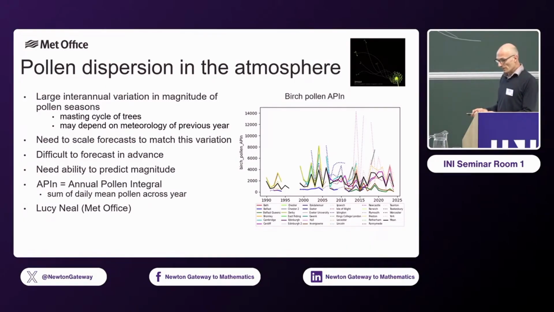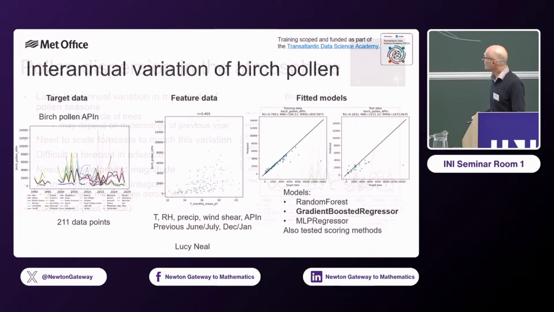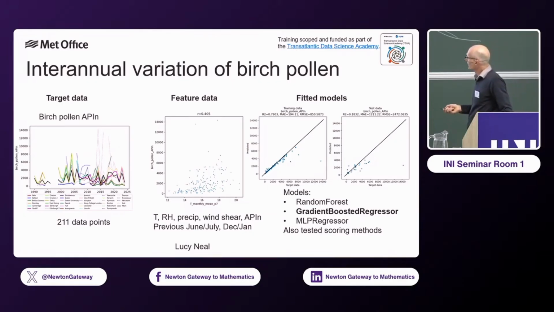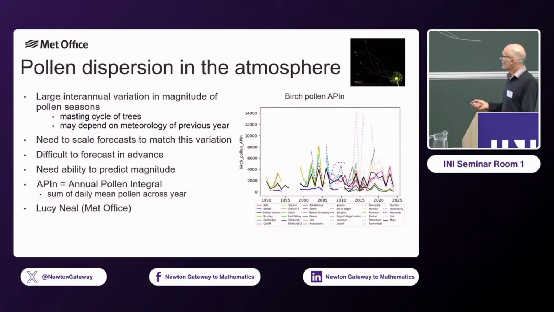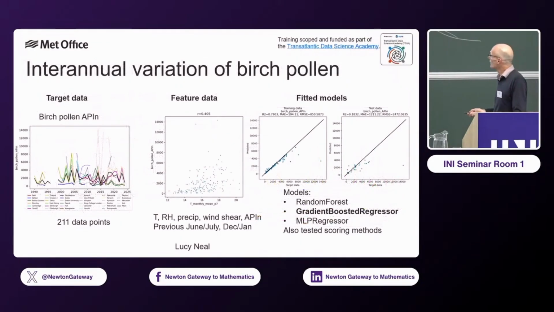And so we're going to try a number of different techniques. I should say that most of this work has been done by other people. This in particular was done by Lucy Neal at the Met Office, and she took as feature data meteorology for the previous year. The release of the pollen in the spring depends quite significantly on the meteorology of the previous summer. So she took various different meteorological fields: temperature, relative humidity, precipitation, wind shear, and this quantity APIN, which is the integrated amount of pollen in each year. And she took that over a number of years.